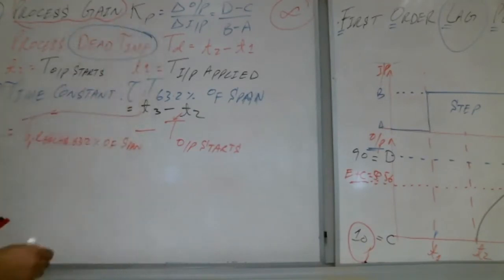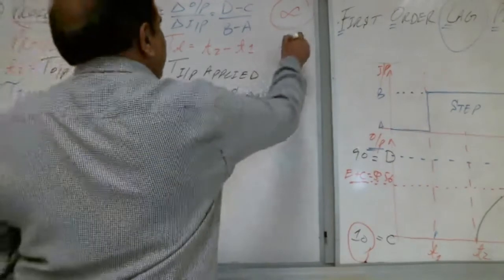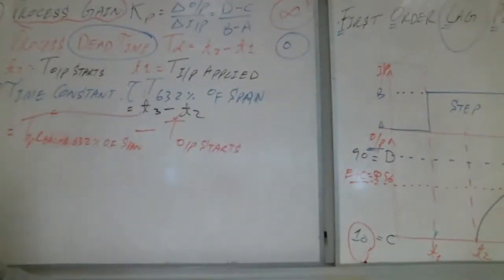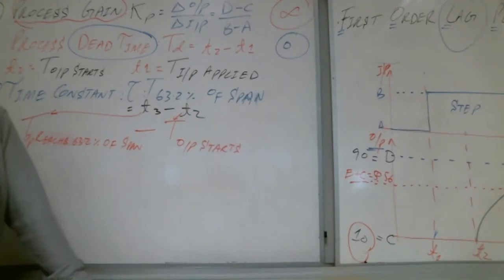Okay, Shabab. What is our ideal dead time? Zero. Very good. Ideal dead time is zero. We want, as soon as we push the accelerator, our car should start. Right, Shabab?